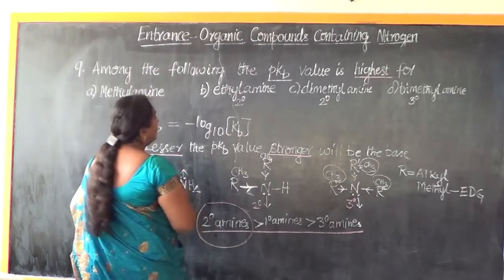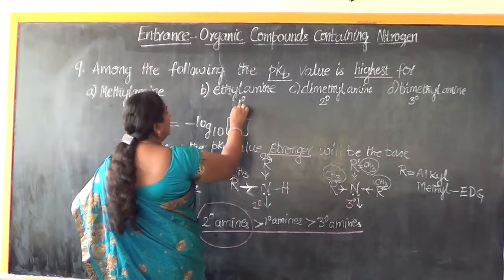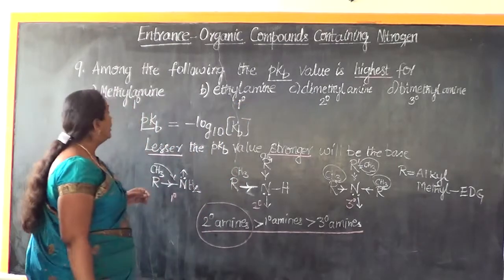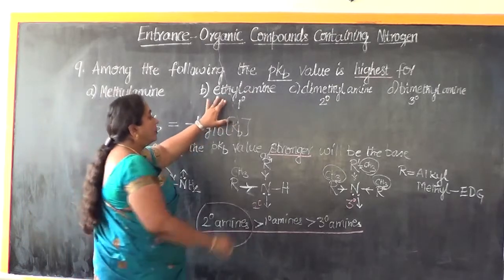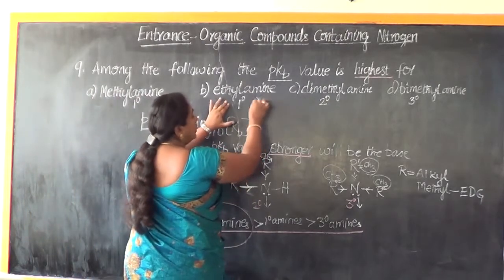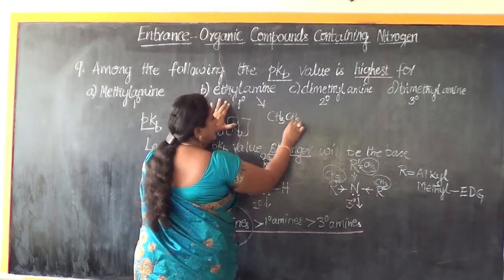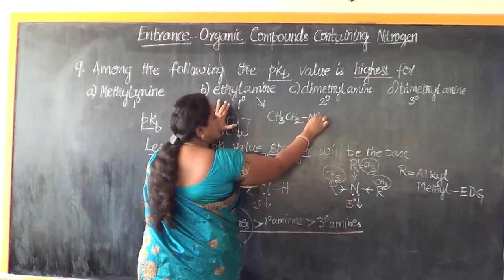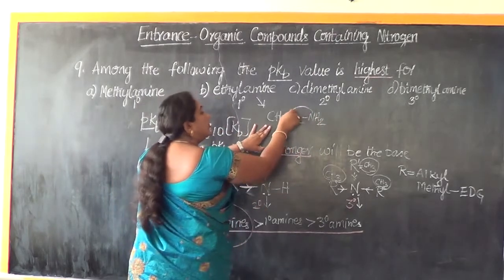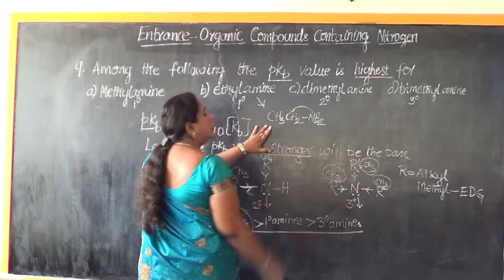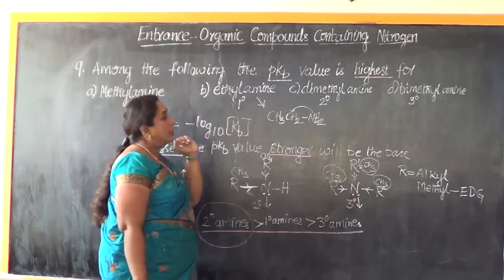So ethylamine is also a primary amine. I wrote it wrongly as a secondary amine. So we have methylamine, a primary amine, and ethylamine, a primary amine. Well, write the structure. CH3CH2NH2 is the structure of ethylamine. So nitrogen is linked with one carbon atom and two hydrogens directly. So therefore it is a primary amine, not a secondary amine.